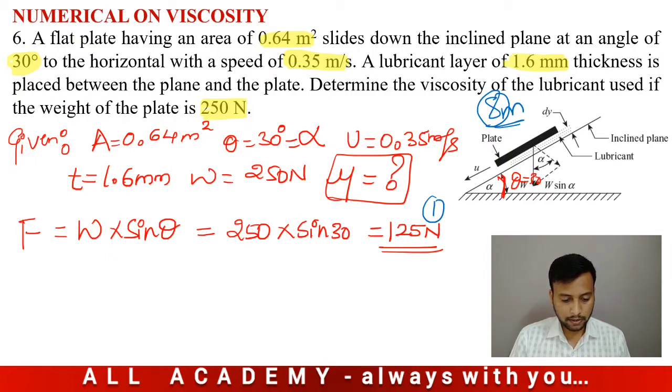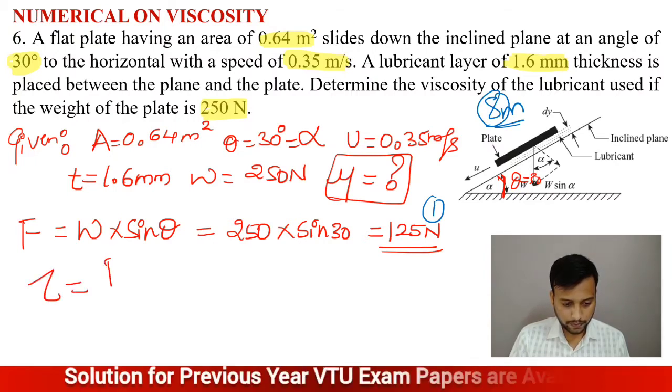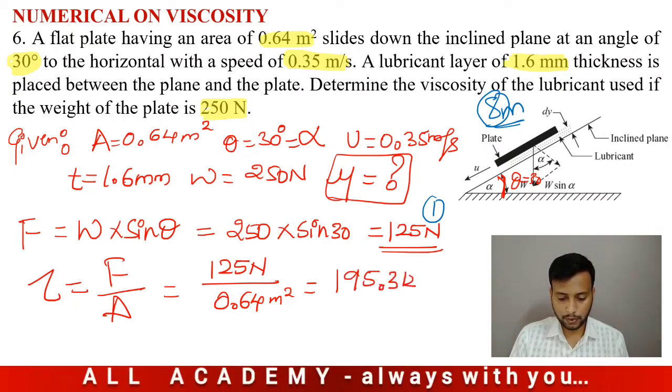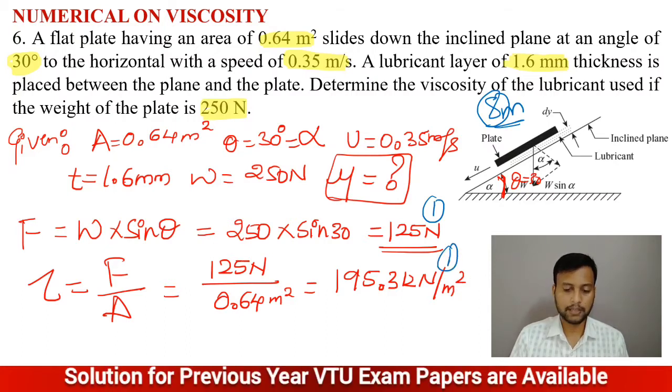Now the next one, the shear stress can be identified by using shear stress is equal to force by area. Force we have identified, that is 125 Newton, and area is given, that is 0.64 meter square. So you will get the shear stress, which will be equal to 195.312 Newton per meter square. Again you will get 1 mark here. Now we have identified the shear stress, but our actual aim is to identify the viscosity of the fluid.